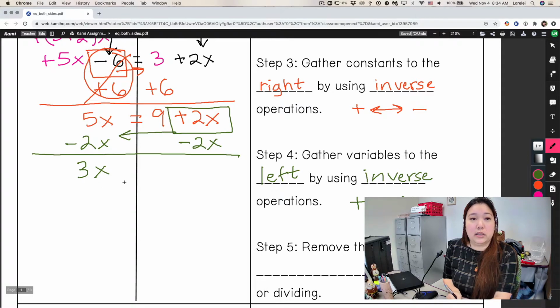The x is still here. We're only subtracting the coefficients. Then of course over here, 2x minus 2x is 0. We still have the 9.